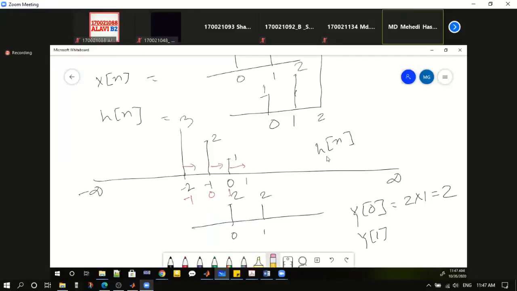Is it okay to all of you? Yes, sir. So how many coincidences are there? Two. So what will be the multiplication? 2 into 2 plus 2 into 1, which becomes 6. Now again this will move one step, so this will become 2, this will become 1, this will become 0.